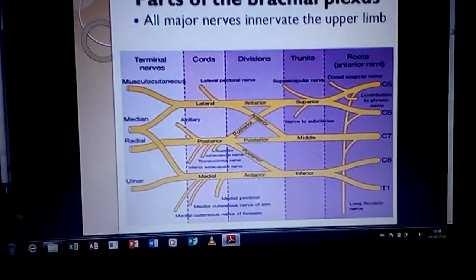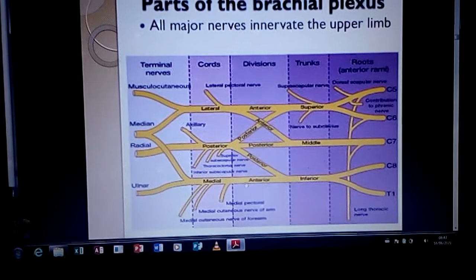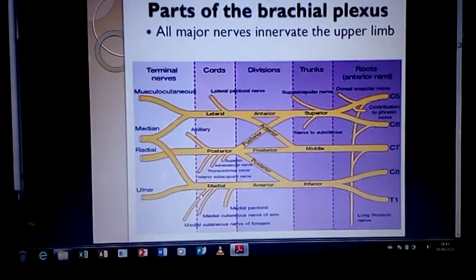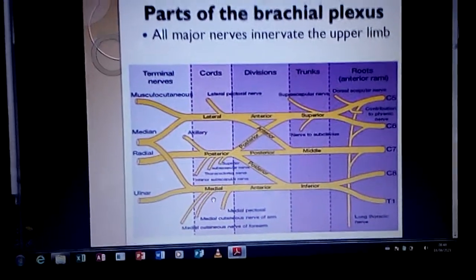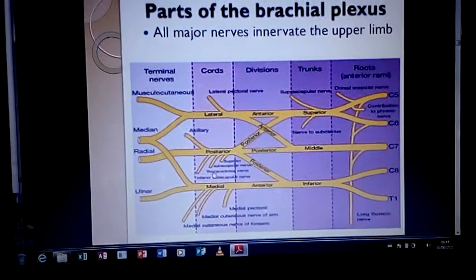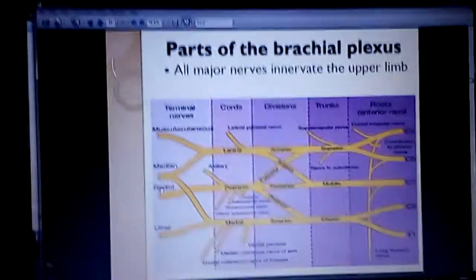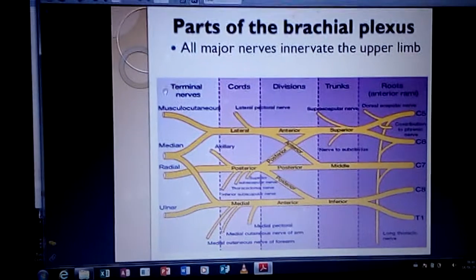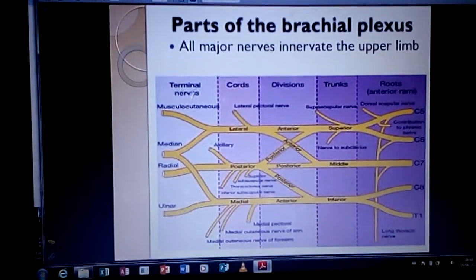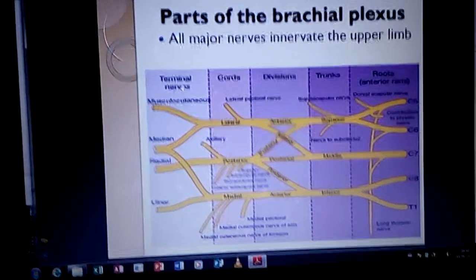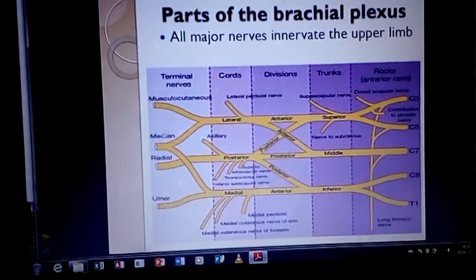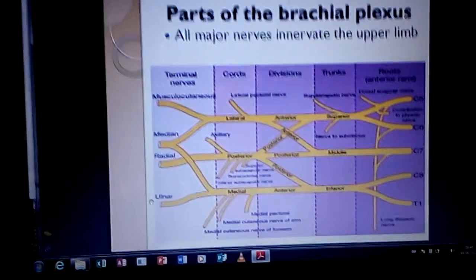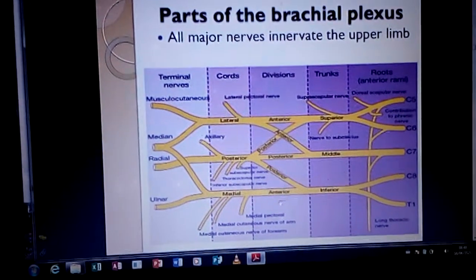Then one anterior division will continue to form the medial cord. Then further, these 3 cords will continue and form what you call the terminal nerves. The famous terminal nerves which branch from the bronchial plexus are the radial nerve and the ulnar nerve. So basically, this is the bronchial plexus.